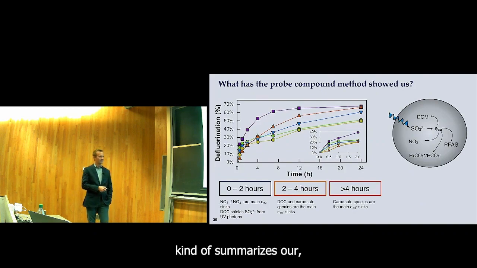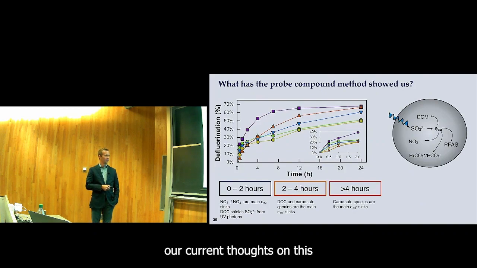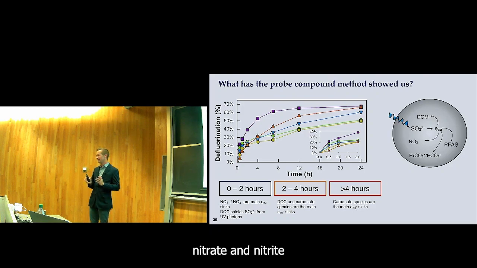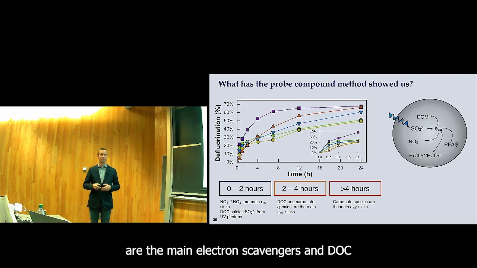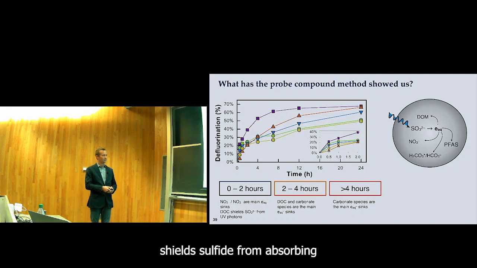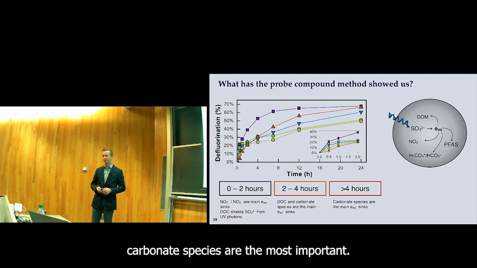So this figure kind of summarizes our current thoughts on this. In our experiments, in the first 0 to 2 hours, nitrate and nitrite are the main electron scavengers, and DOC shields sulfite from absorbing incoming photons. Between 2 and 4 hours, DOC and carbonate species are the main electron sinks, and after 4 hours, carbonate species are the most important.